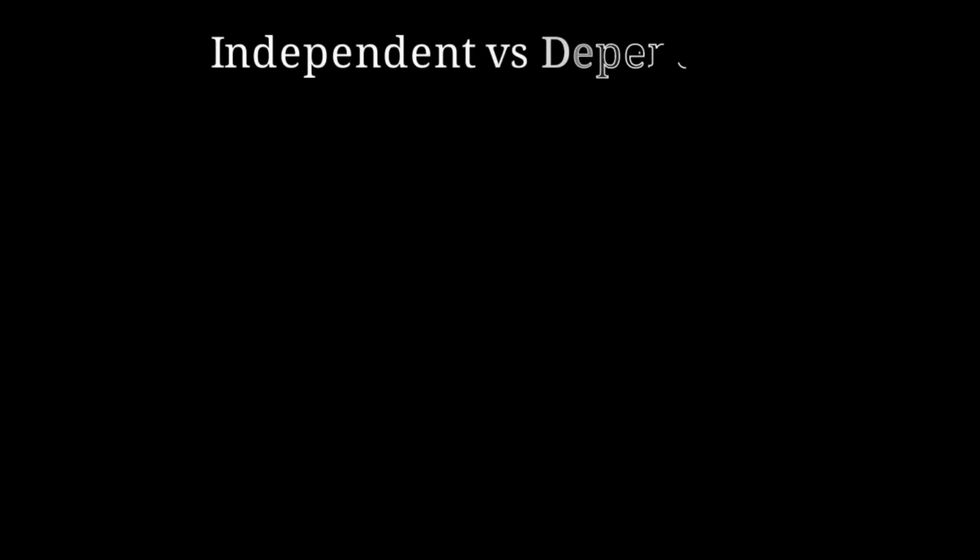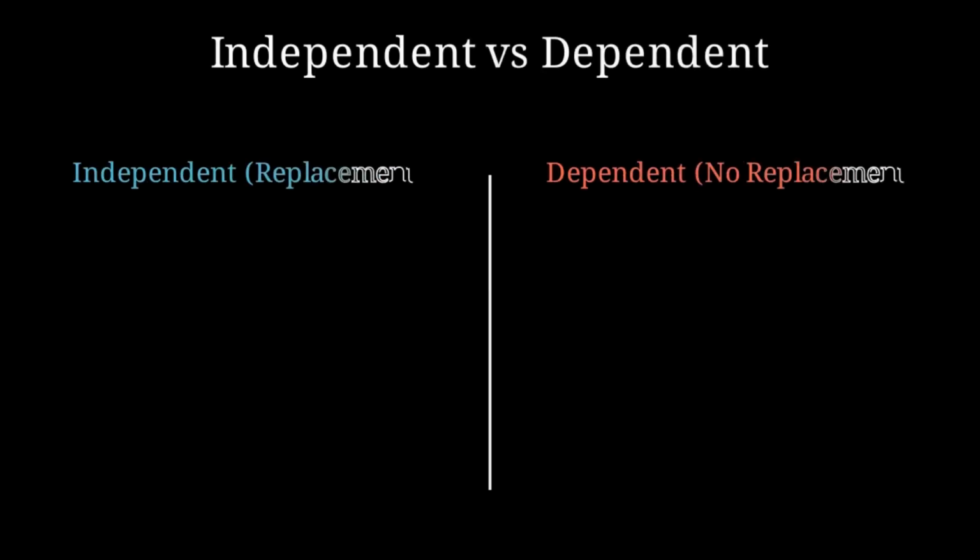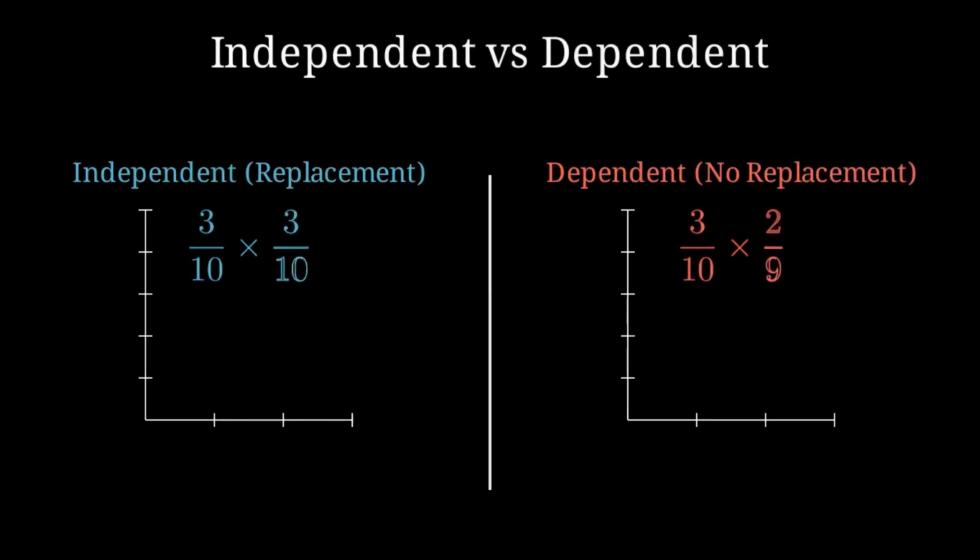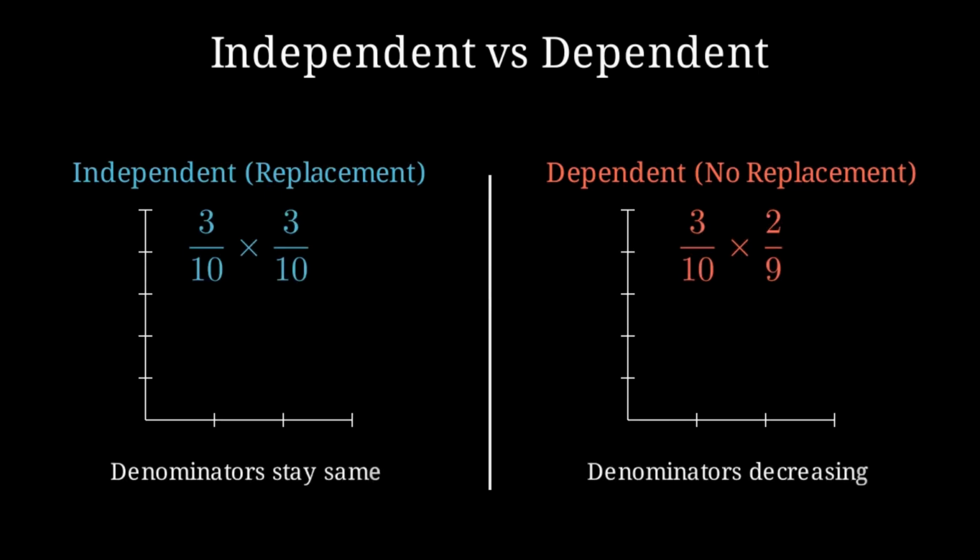Always check if events are independent or dependent. If you put a card back in the deck, the probability stays the same. If you keep it, the total number of outcomes decreases. Tree diagrams are excellent for catching these subtle changes.